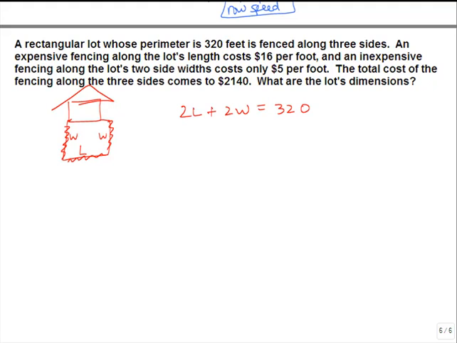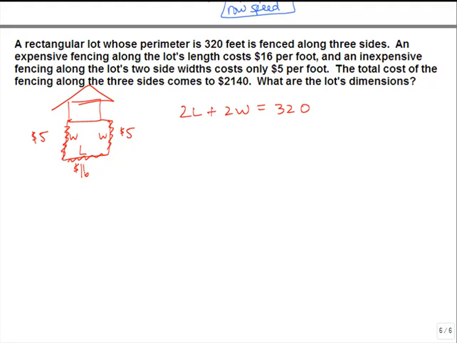So if we use that as our first equation, we need a second equation, and the second equation is going to come from the fencing. So we know that we want an expensive fencing along the lot's length, and that's $16 per foot. So that's along this length over here. And then the cheaper fencing on the 2 sides is $5 per foot. And the total cost of all this is $2,140.